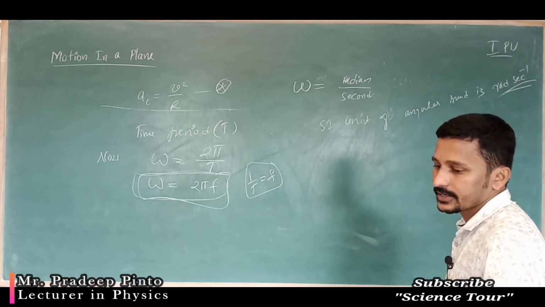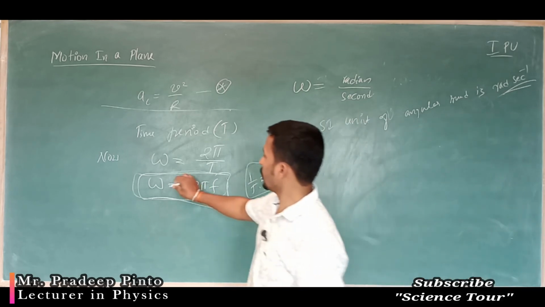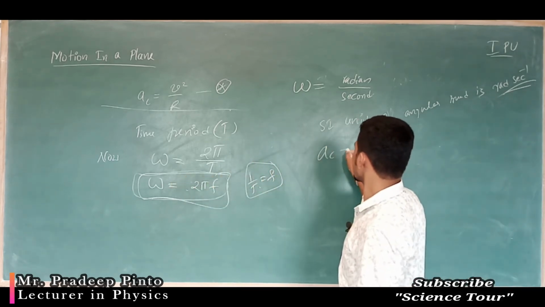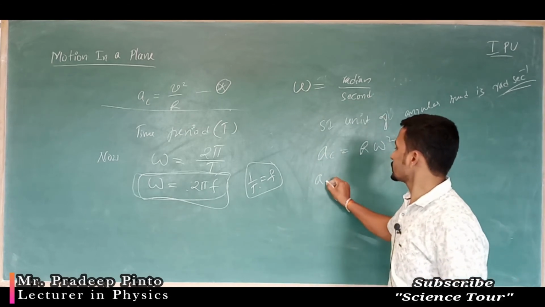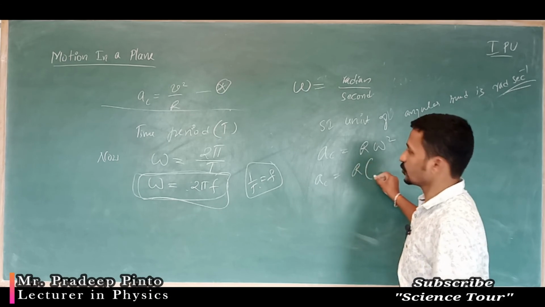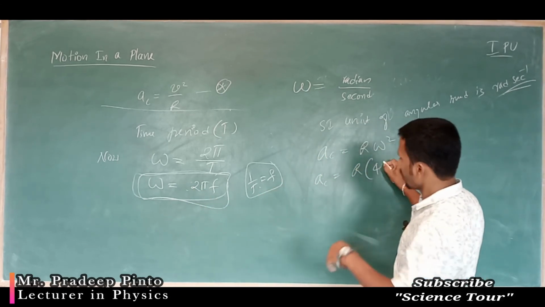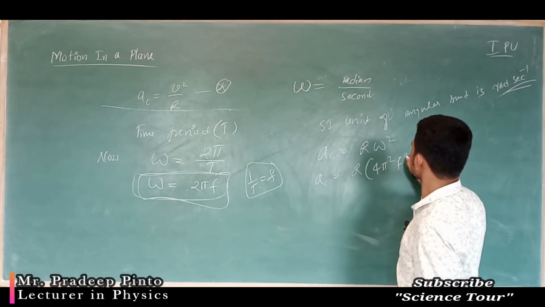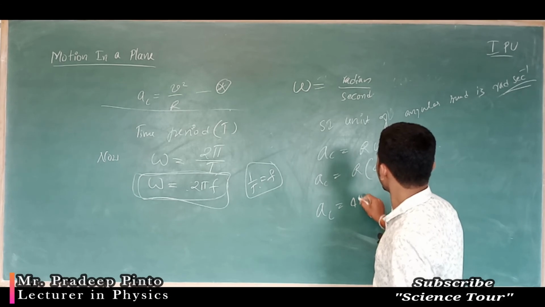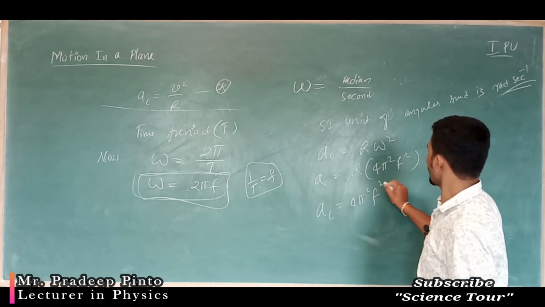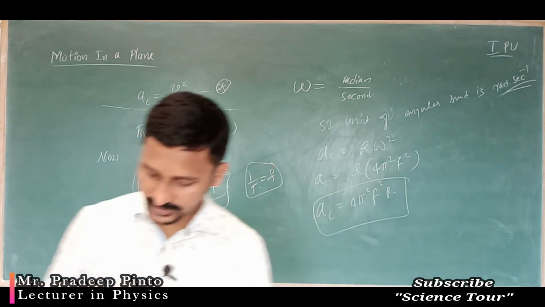So what else can we write? Since we know omega is nothing but this, and centripetal acceleration is r omega square, now omega is 2 pi f, so omega square is 4 pi square f square. So you also get 4 pi square f square r. This is one more expression you will get.